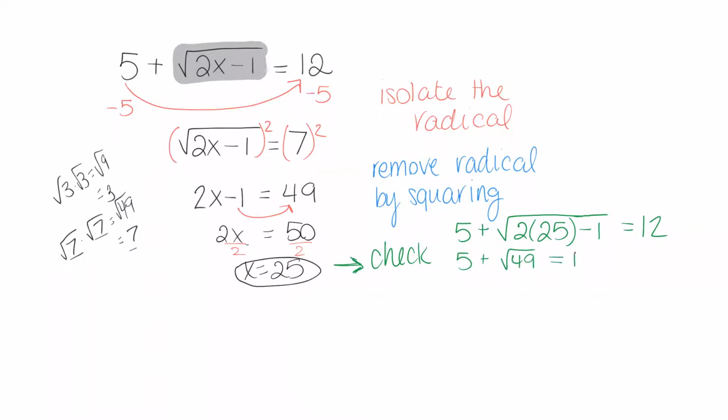equals 12. I'm not rearranging or moving anything when I check. I'm just working it out, keeping everything where it belongs. Okay, the square root of 49 is 7. So 5 plus 7 is 12. 5 plus 7 is, in fact, 12. So this checks. It works.